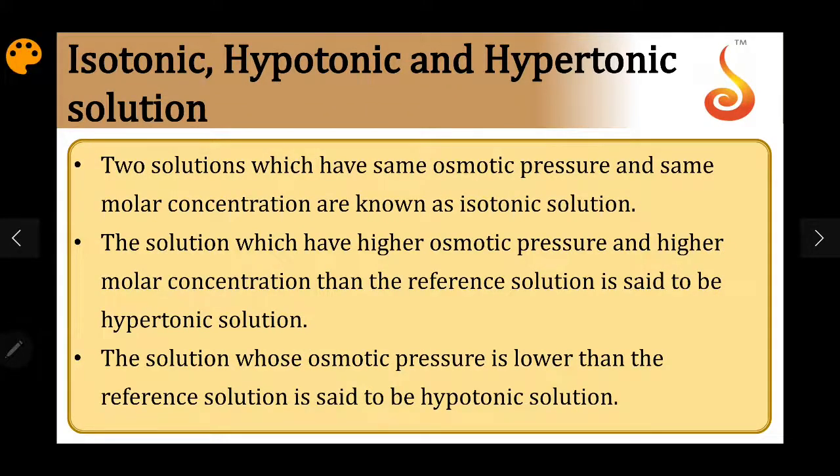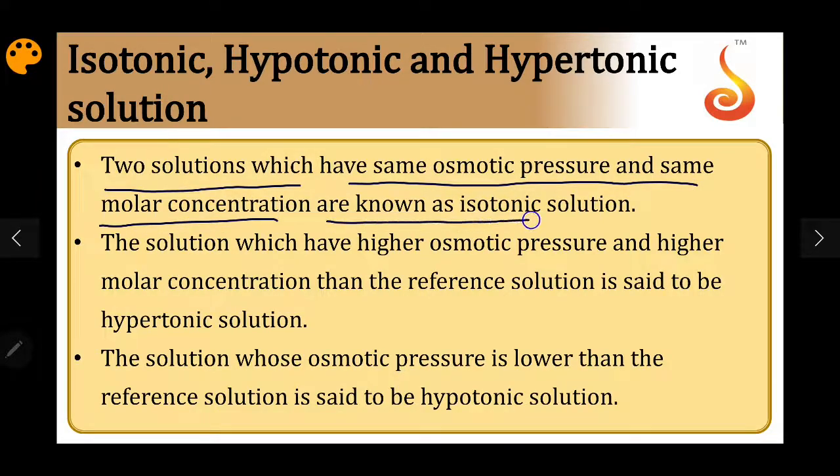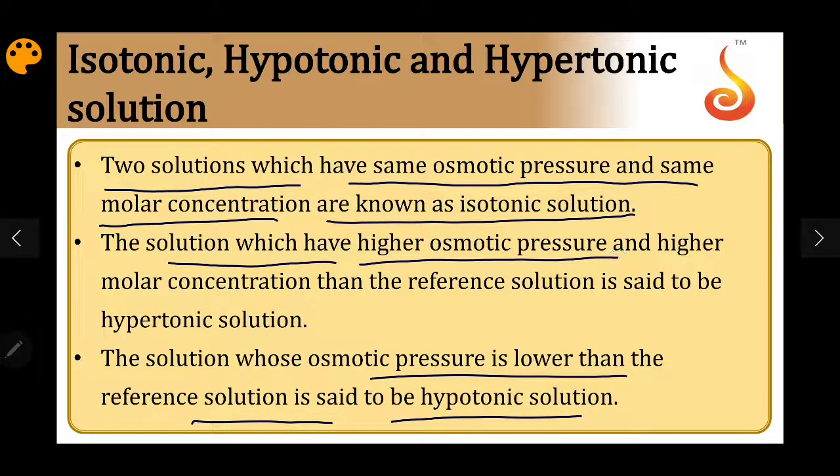Isotonic, hypotonic and hypertonic solutions. If two solutions are isotonic, then their osmotic pressure and molar concentration are the same. If a solution is hypotonic, it has lesser osmotic pressure than the reference solution. Hypertonic means a solution which has a higher osmotic pressure than the reference solution. So hypertonic means the one having higher osmotic pressure, and the one having lower osmotic pressure is called hypotonic, with respect to each other.